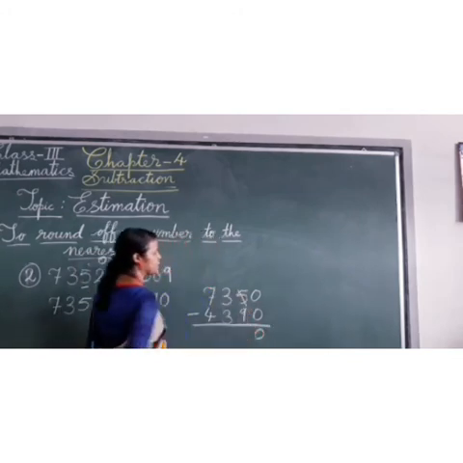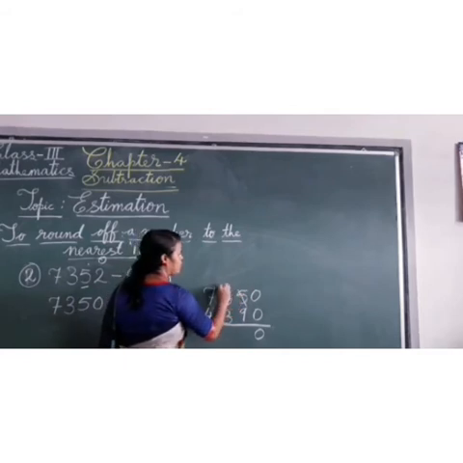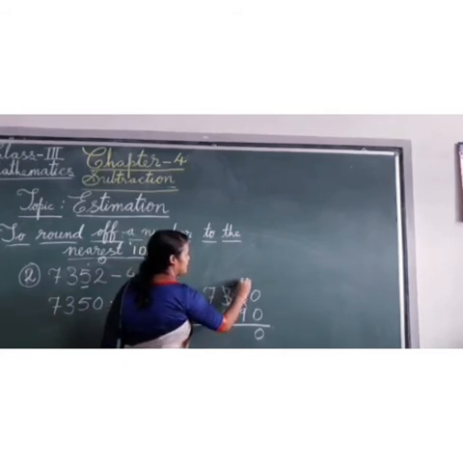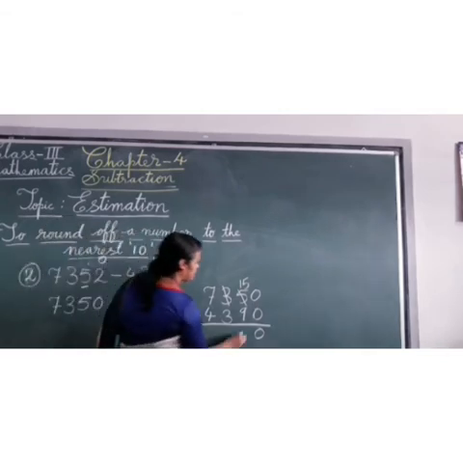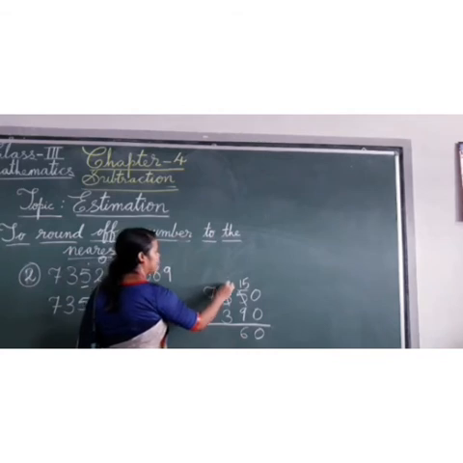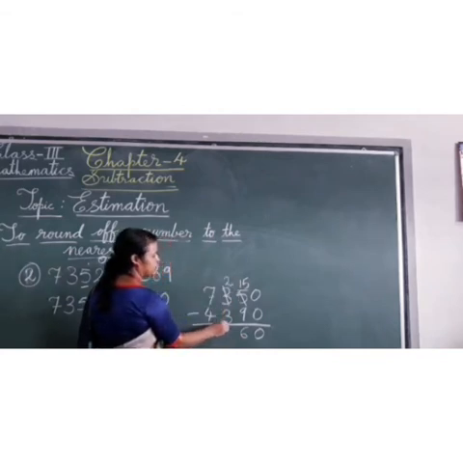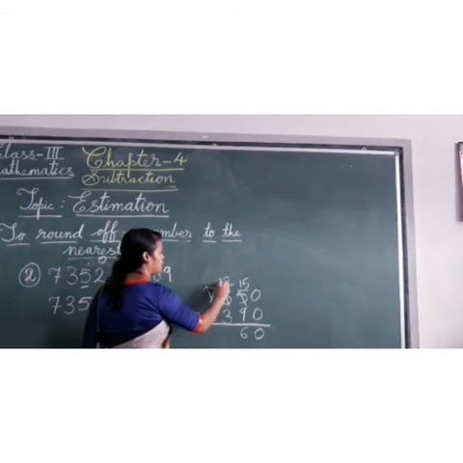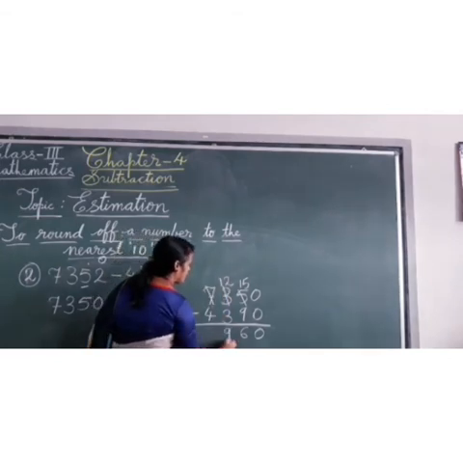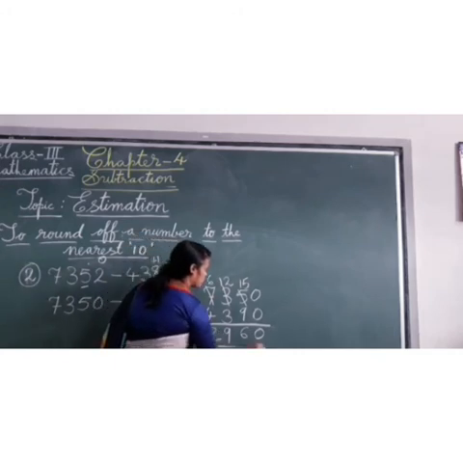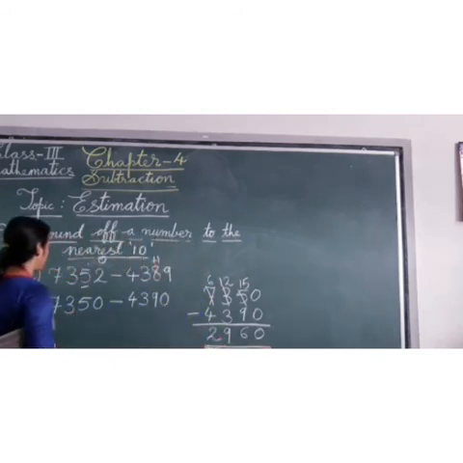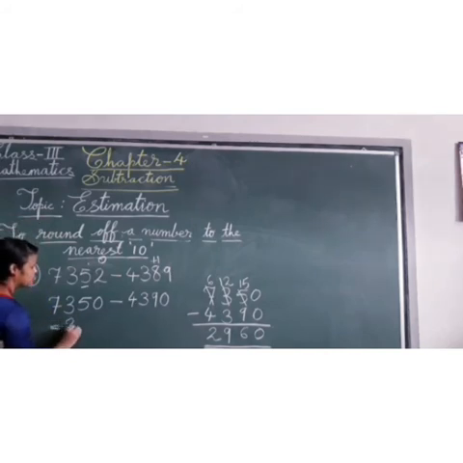We cannot subtract 9 from 5. So we borrow from here 100, and here it becomes 15 tens. 15 minus 9 we will get as 6. Here we have 2, we cannot subtract 3 from 2, so we borrow from here, 12 minus 3 is 9. And here it is 6, 6 minus 4 is 2. So your difference you are getting as 2,960.